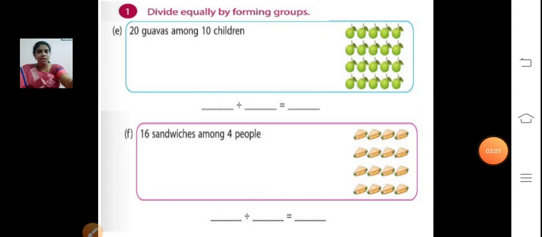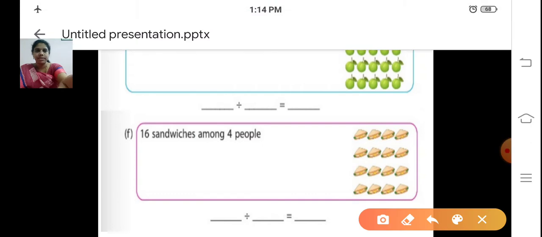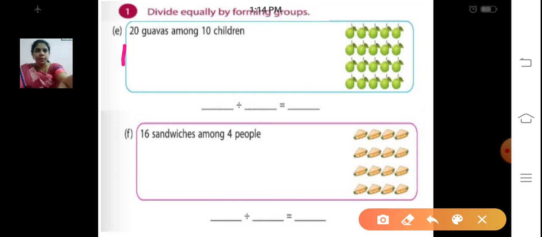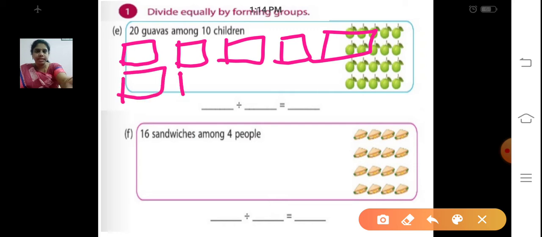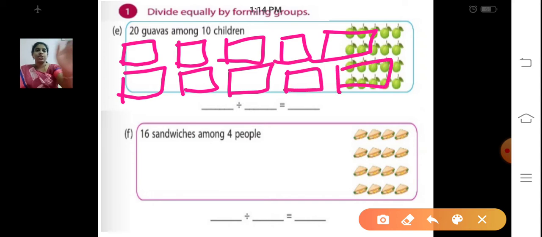Now shall we form groups? We'll put 10 boxes. How many boxes? 10 boxes. 1, 2, 3, 4, 5, 6, 7, 8, 9, 10. So we'll form 10 groups. Now shall we give 1 to each child? 1 goer to this child, 1 like that. We'll give 1 to each child.